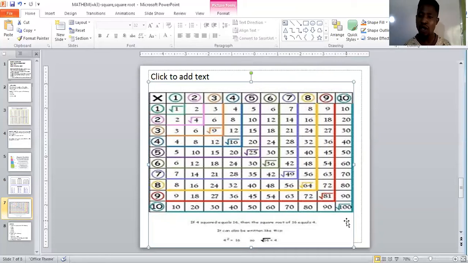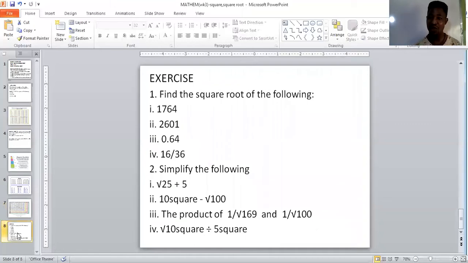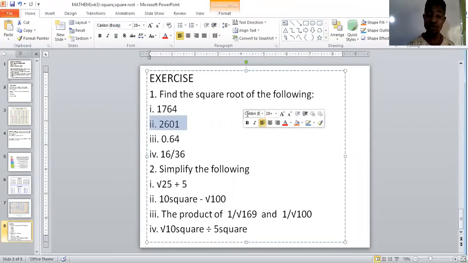Now let's go to today's activity, which is the exercise that we're expected to solve. Don't fret, don't chicken out, don't be scared. They are easy. Can you see them? Number 1 says, find the square root of the following.